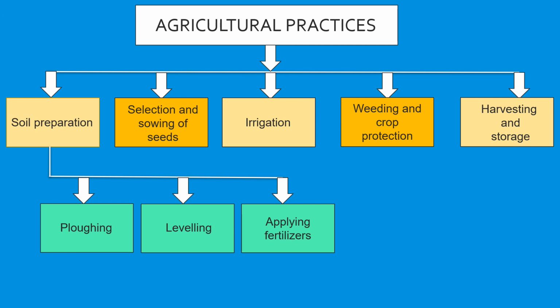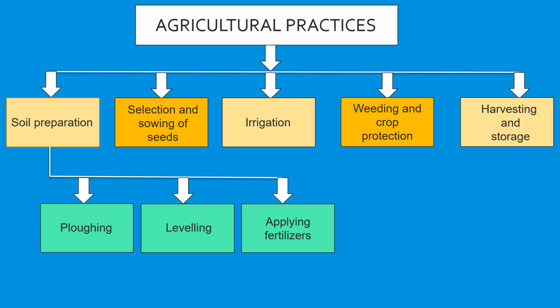Agricultural practices. For growing crops, farmers perform a series of activities in a particular sequence. They have a sequence because they should grow crops over a period of time. These activities are known as agricultural practices. So let us know what the categories, the series and the sequence of agricultural practices are. There are 5 steps.